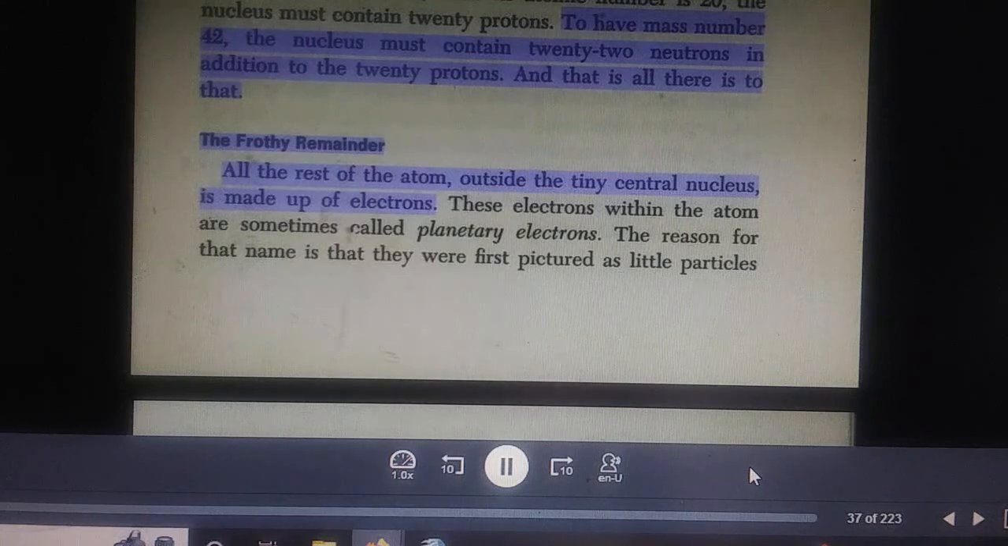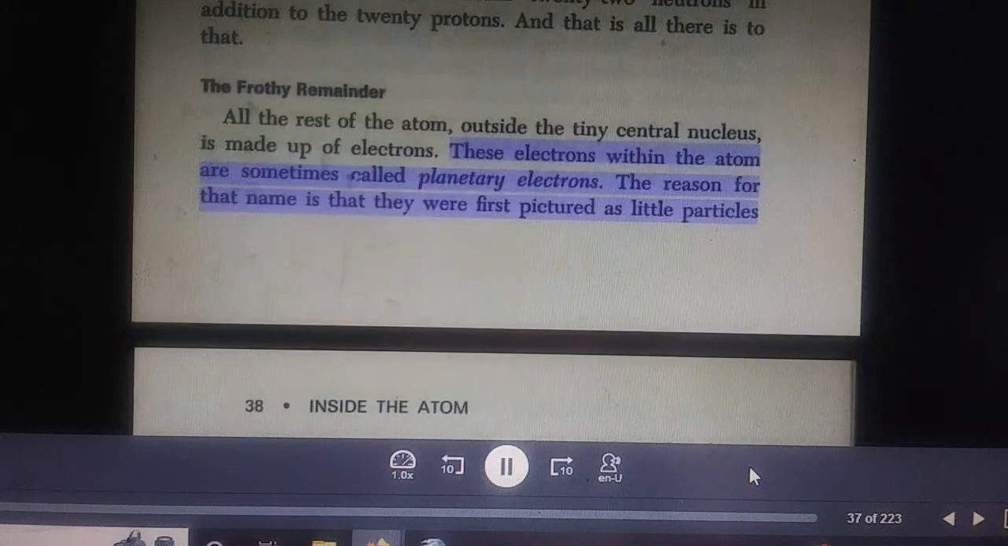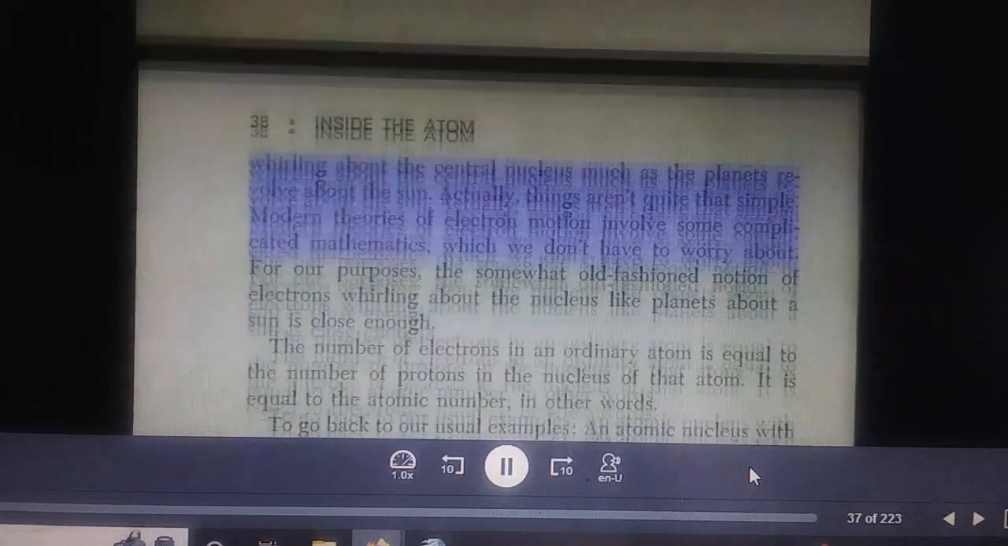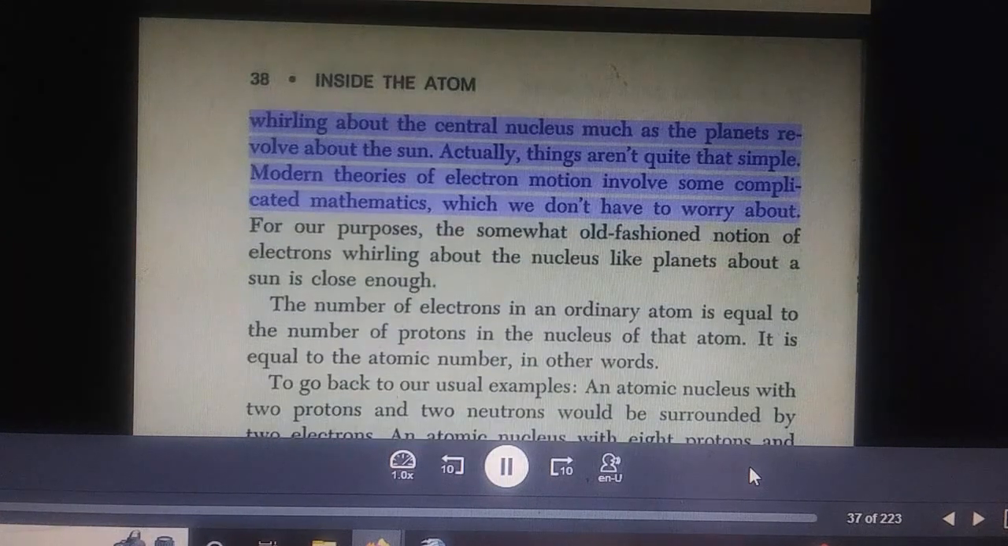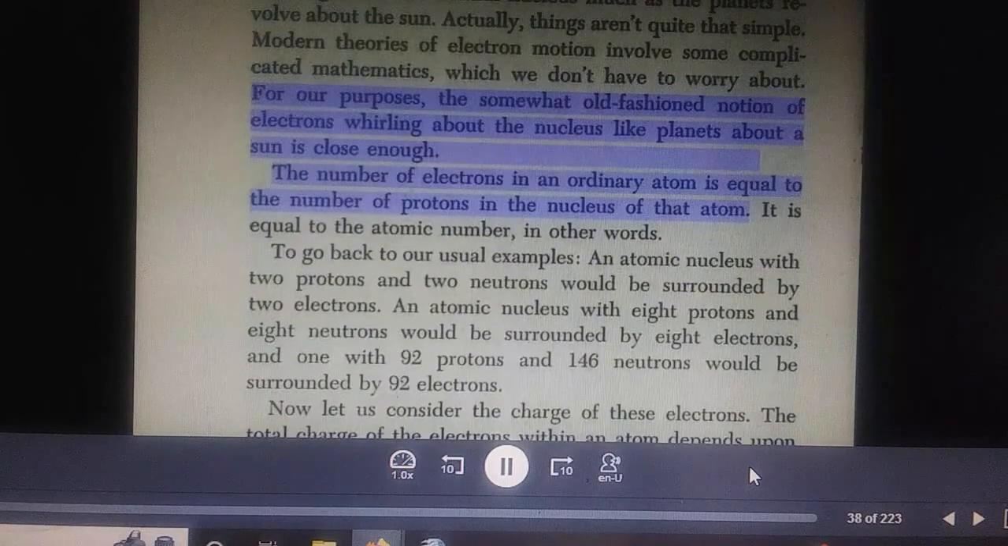The frothy remainder, all the rest of the atom, outside the tiny central nucleus, is made up of electrons. These electrons within the atom are sometimes called planetary electrons. The reason for that name is that they were first pictured as little particles, whirling about the central nucleus much as the planets revolve about the sun. Actually, things aren't quite that simple. Modern theories of electron motion involve some complicated mathematics, which we don't have to worry about. For our purposes, the somewhat old-fashioned notion of electrons whirling about the nucleus like planets about a sun is close enough.